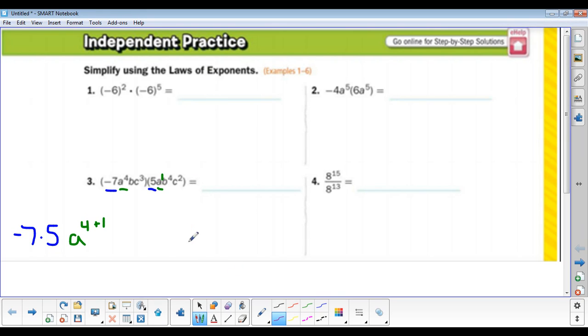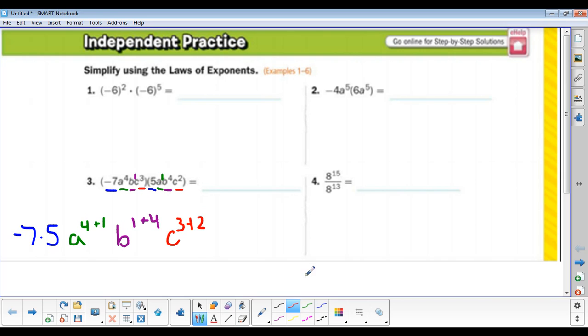Then my next base is b. I have a b there and a b here. Again, when a base doesn't have an exponent, its exponent is 1. So I have b to the 1st plus 4. And then for my last base, I have c to the 3rd and c squared. So I have c to the 3 plus 2.